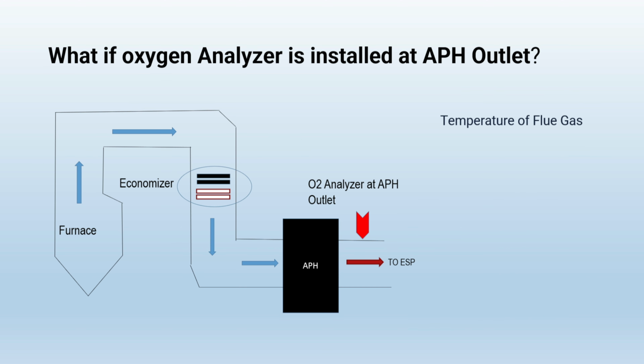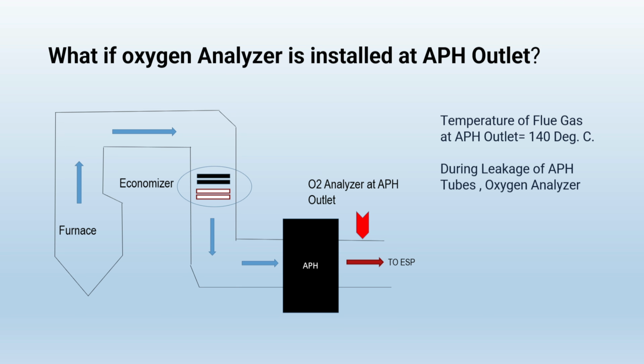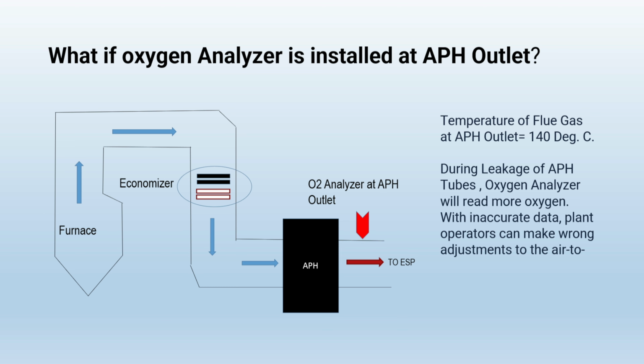Let us now examine whether the position of the oxygen analyzer at the APH outlet is correct. During leakage of the APH tubes, leaked air will mix with the flue gas, causing the oxygen analyzer to read higher oxygen levels. With this inaccurate oxygen reading, plant operators could make incorrect adjustments to the air-to-fuel ratio. As we have discussed so far, the position of the oxygen analyzer at both the economizer inlet and the APH outlet results in inaccurate oxygen readings.